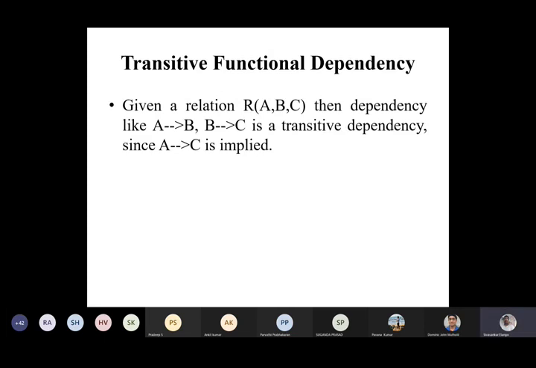So given a relation with attributes A, B, C, there exists a dependency in this format: A determines B and B determines C is called transitive dependency, since A determines C is implied. So there exists a set of elements in a relation such that A determines B and B determines C. Then you can infer A determines C is implied, and this is known as transitive dependency. And as per the third normal form, there should not be any transitive dependency between the non-prime attributes and the prime attributes in a relation, right?